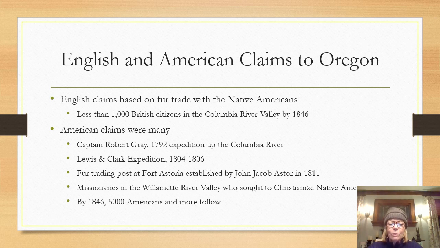So we had a lot of people who had moved there. Americans had gone there. Captain Robert Gray came in and discovered the Columbia River. That's the river that separates current Oregon and Washington. Also, of course, the Lewis and Clark expedition went and explored there. John Jacob Astor, who became a very wealthy fur trader, went there and extracted furs with his company, and they established Astoria in Oregon. And then there were some missionaries who went there and tried to Christianize Native Americans. So by 1846, there were over 5,000 Americans living in Oregon, greatly outnumbering the British who were there.